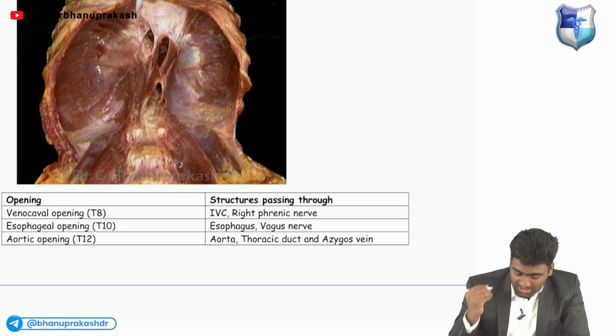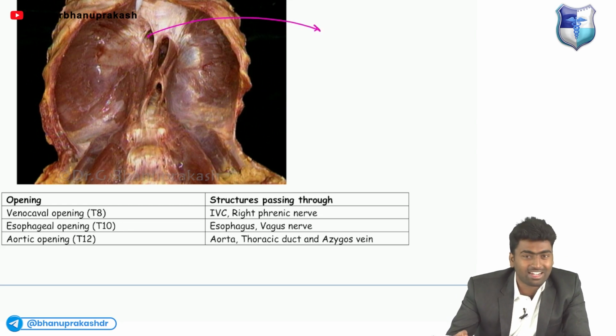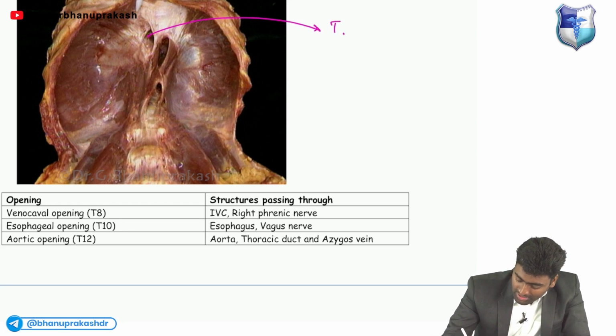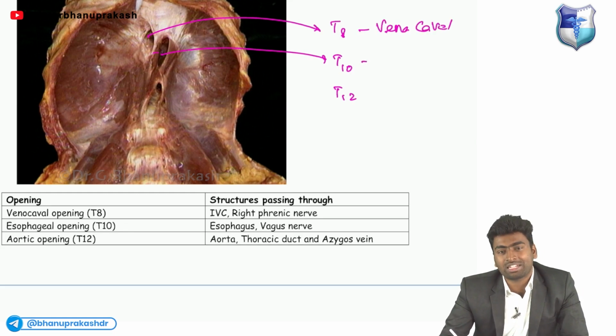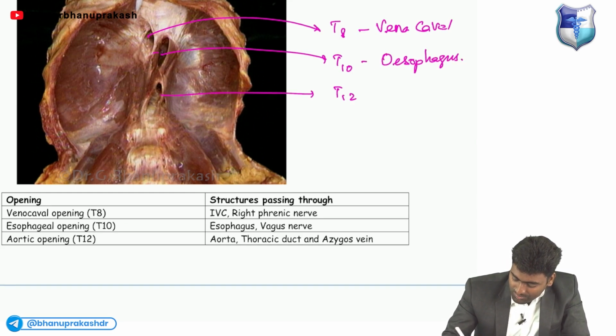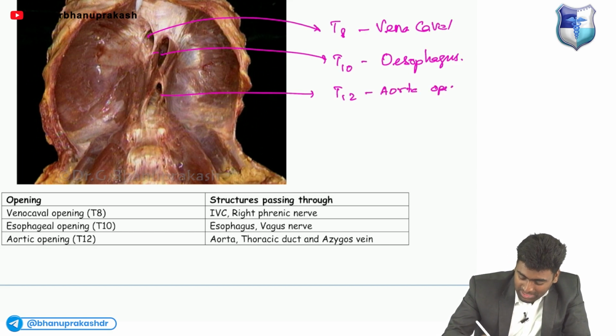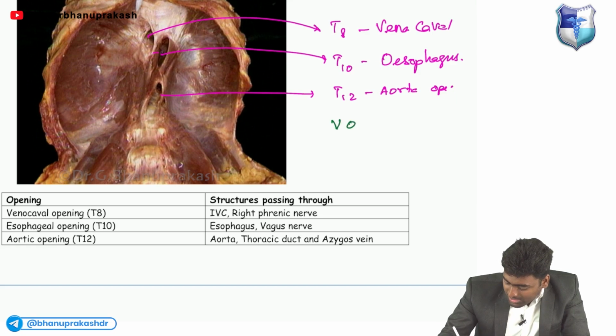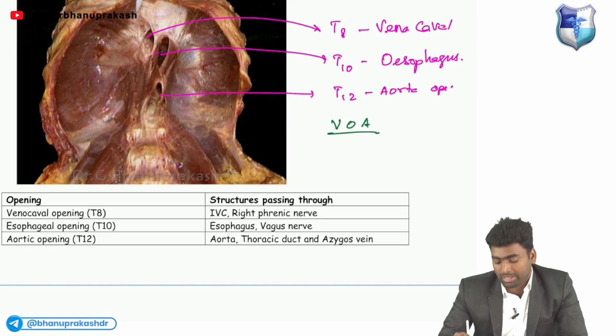Next, the openings of the diaphragm. The central tendon opening is at the level of T8. Which opening is this, guys? It is the vena cava opening. At the level of T10, it is the esophagus opening. And at the level of T12, it is the aorta opening. You can remember this by a mnemonic known as Voice of America.